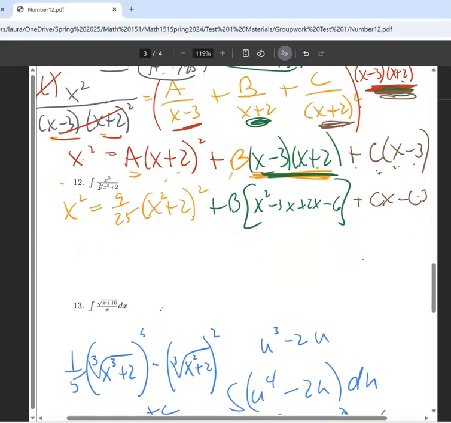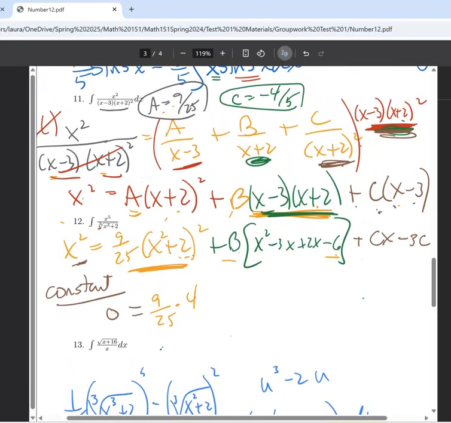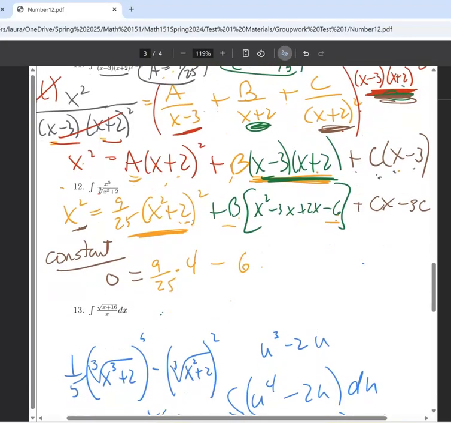So if I was to look for the constant terms, let me rewrite that. C times 3 doesn't look like 3C. If I was to look at the constant terms, I think that might be the easiest. The constant terms on this side, aren't they 0? They are. And in this term right here, if I multiplied this out, the last term would be 4, right? And so I'd get 9 over 25 times 4. And in here, I would get a negative 6 times B. Don't I know what B is? No, I don't. Minus 6B.